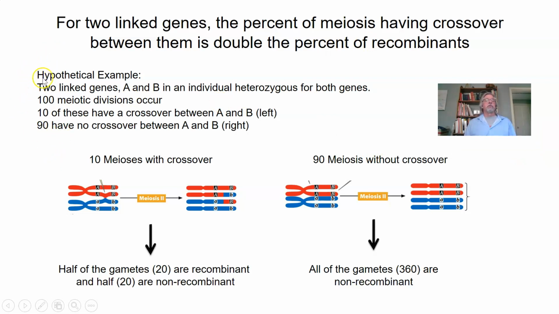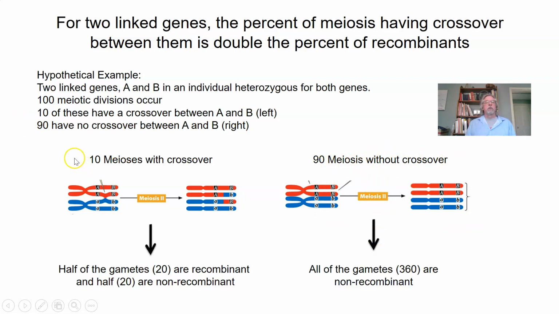set of meiosis divisions in an individual that's heterozygous for 2 linked genes, A and B, that show incomplete linkage. And just for the sake of ease of calculation, let's say there are 100 meiosis divisions total. 10 of these are going to have crossover, and that's what's shown on the left here. And the rest, 90, will have no crossover, and that's what's shown on the right here.